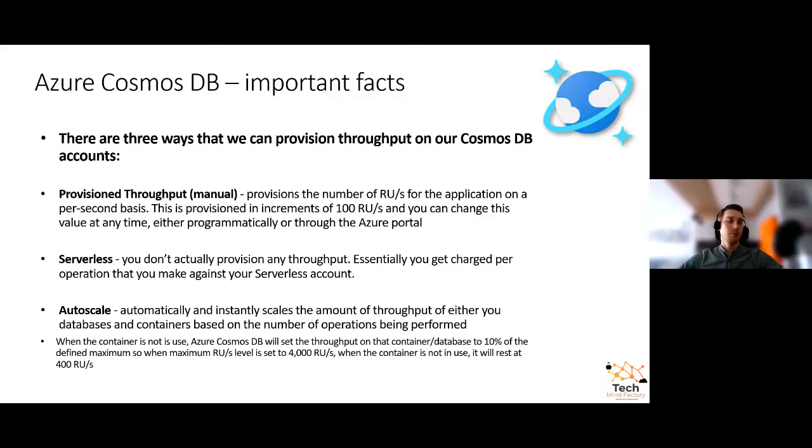And the third mode is Autoscale. This is something quite new when it comes to publicly available modes. With Autoscale, you can automatically and instantly scale the amount of throughput in Azure Cosmos DB. So in this case, you can say, for instance, that the maximum request unit level will be 4,000 request units per second. But if any container is not in use, then those request units will be decreased to 10% of this maximum level. So if we set the maximum request unit level to 400, when there is no use on the database, it will just stay at the 400 request unit level.